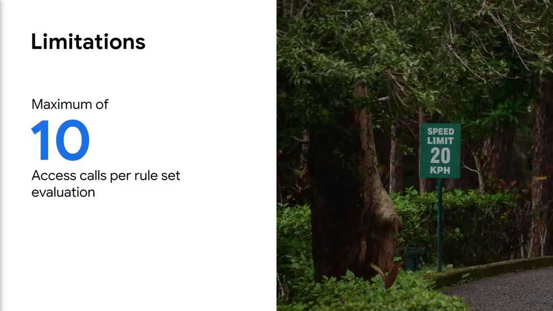There are a few limitations to using Firestore rules to implement an ACL, but the first one you're likely to encounter is the maximum of 10 access calls per rule set evaluation. An access call is a get or exists call within a Firestore rule, and an evaluation is a single document or query request. There is an additional limit of 20 access calls for multi-document reads, transactions, and batched writes. This may necessitate paginated queries of 20 or fewer documents at a time.